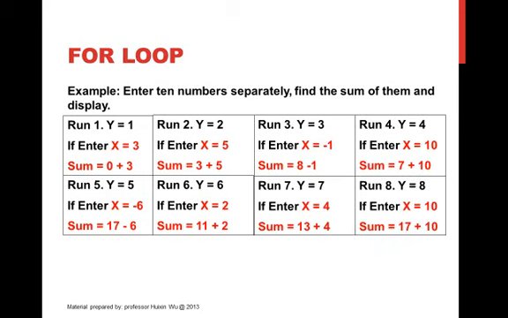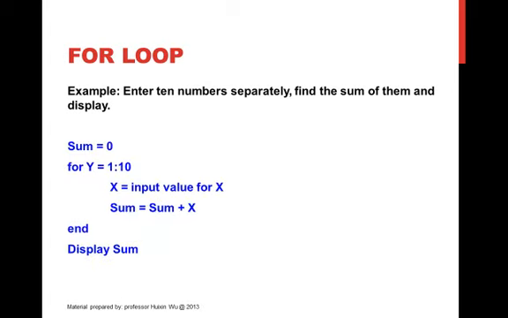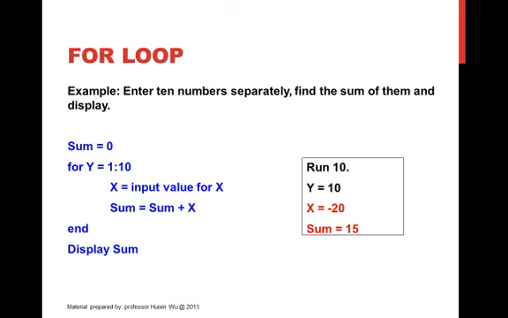For the eighth run, if x is equal to 10, the sum will be 27. For the ninth run, if x is equal to 8, the sum will be 35. For the 10th run, if x is equal to minus 20, the sum will be 15. When y is equal to 10, it will run the lines within the for loop for the last time, and end the for loop. All values within the for loop will be from the last run, which is run 10.